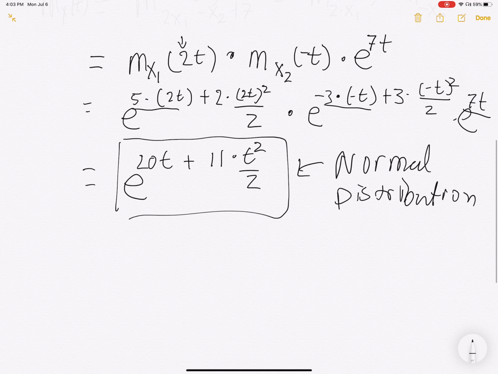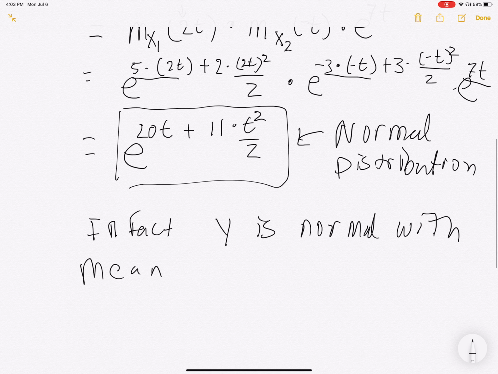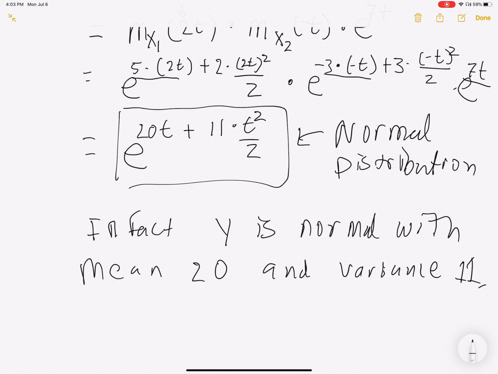In fact, Y is normal with mean 20 and variance 11. Okay, so that was your first example of moment generating functions and transformations. Okay, thank you.